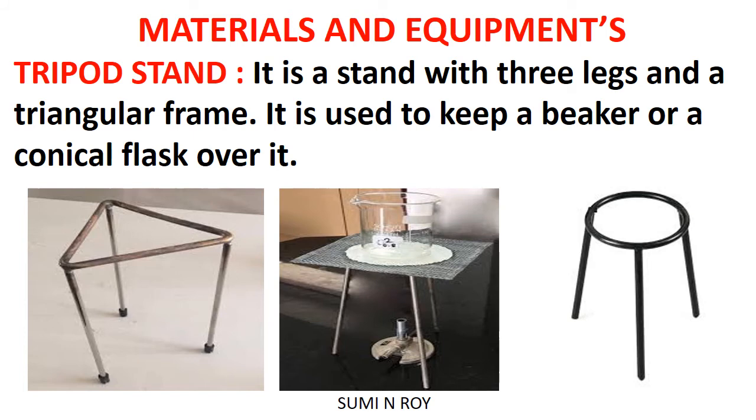The next material is the tripod stand. It is a stand with 3 legs and a triangular frame. It is used to keep a beaker or a conical flask over it, as shown in the figure.